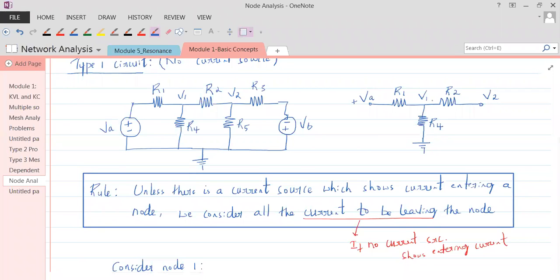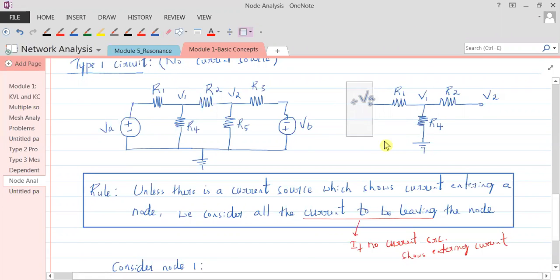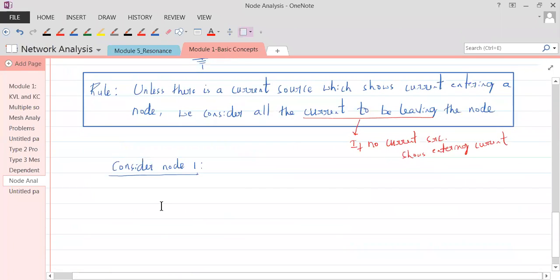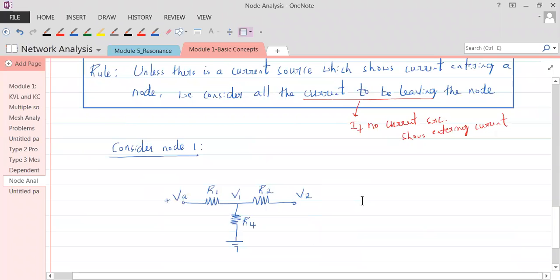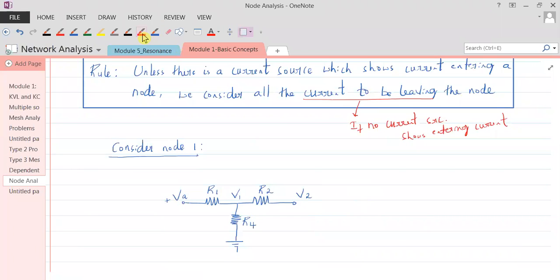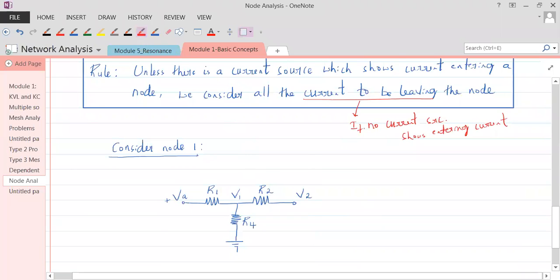Which is node 1? The node where the voltage V1 is marked is your node 1, as we used to consider mesh 1, mesh 2. The mesh where we mark our first current is our mesh number 1. So this is what I'm considering now. How many branches are coming at node 1? Anybody? There are 3 branches.